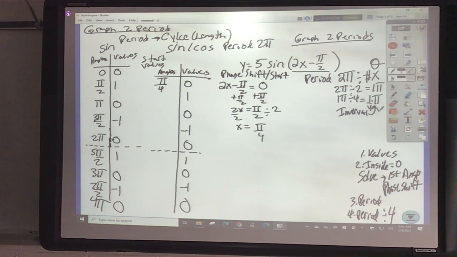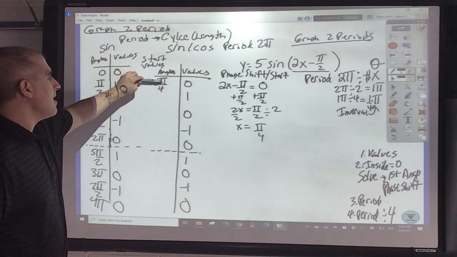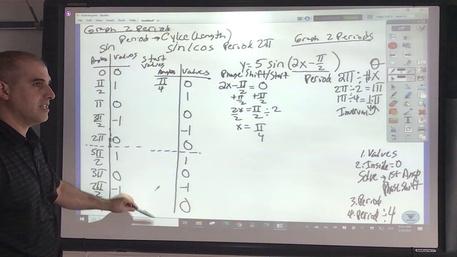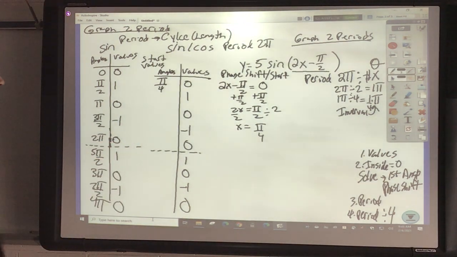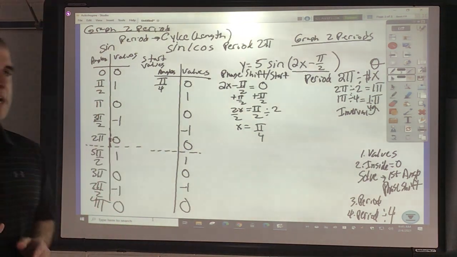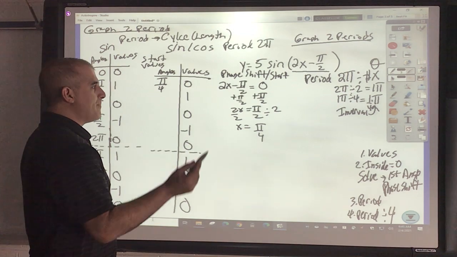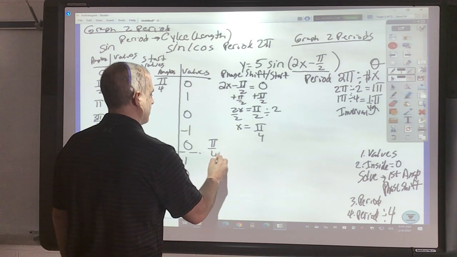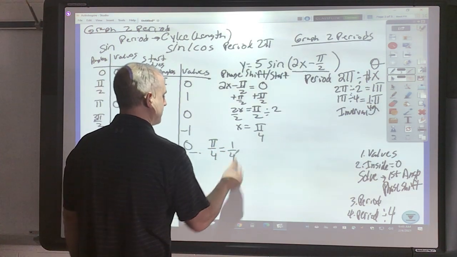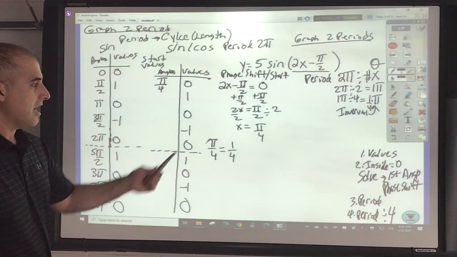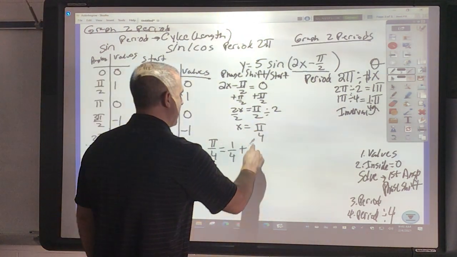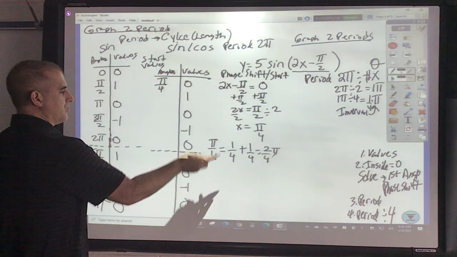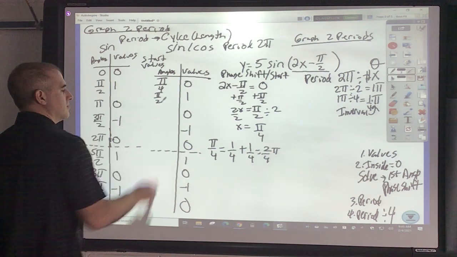What does that mean? To figure out my angles, all I have to do is keep adding 1/4 pi. From a fractions standpoint, pi over 4 is easier to write as 1/4 pi, and we're going to add 1/4 pi. That gives me 2/4 pi. What's 2/4 pi reduced to? It reduces to pi over 2. That's what would go there.